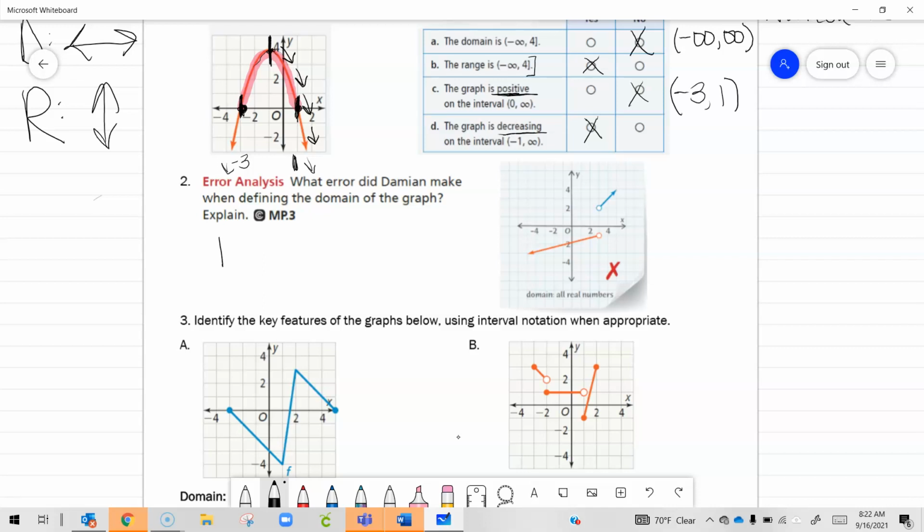How we would want to write that domain is negative infinity to 3. We can't equal negative infinity, and we don't want to equal 3. That handles this red portion of the graph, but then the blue portion would be from 3 to infinity.